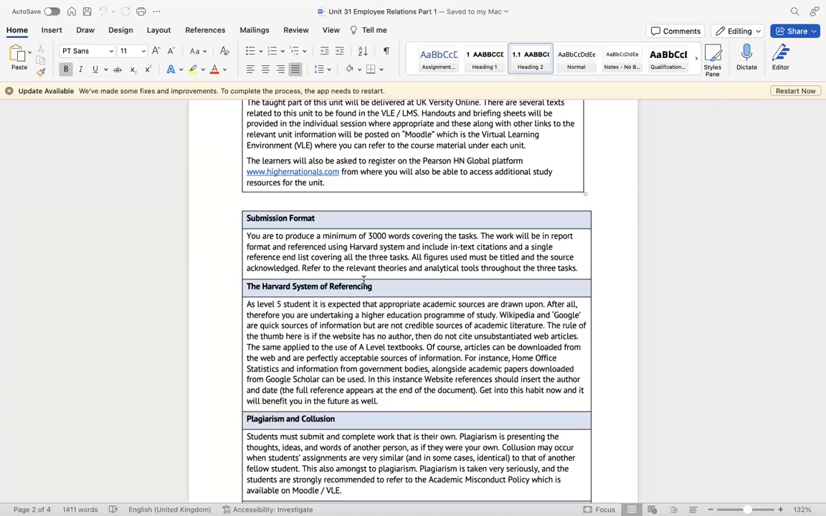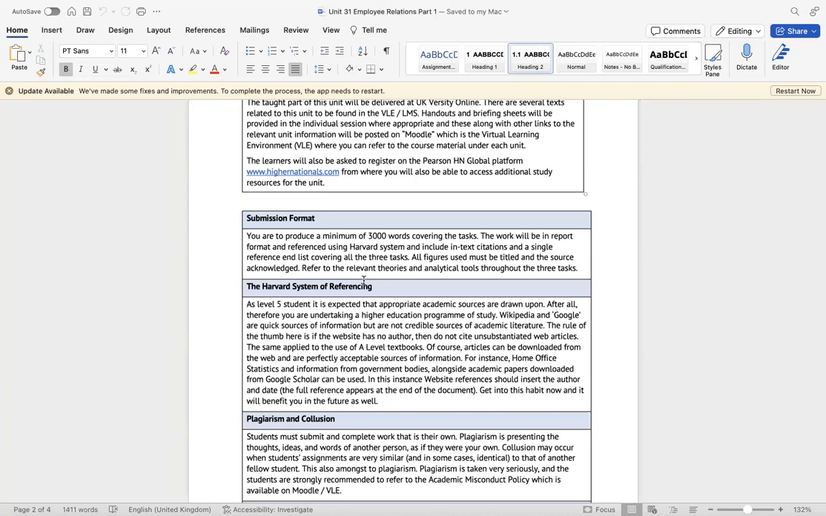I spoke about how Google Scholar can help a lot. Just type into Google Scholar any information that you're looking for. If you're looking for employee relations, type that in. If you're looking for a specific topic inside employee relations, or the learning outcomes, type that in, and you'll get different assignments and ebooks on that specific topic, which can be really helpful for your assignment.